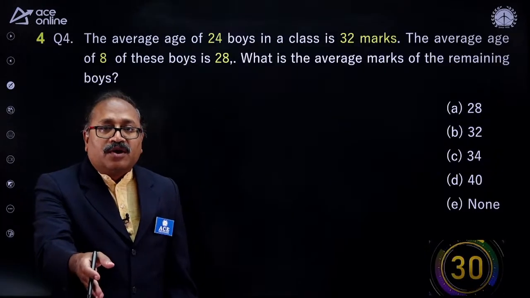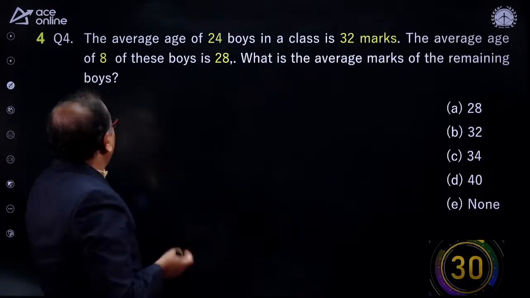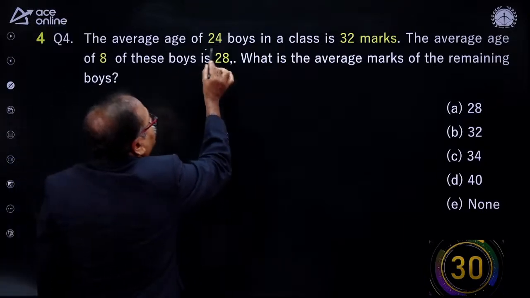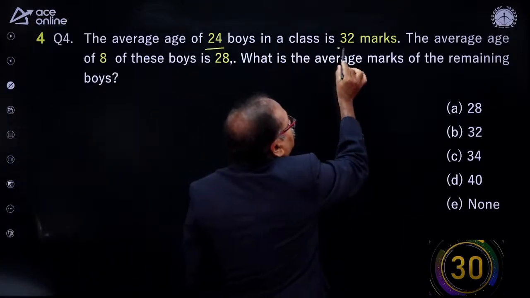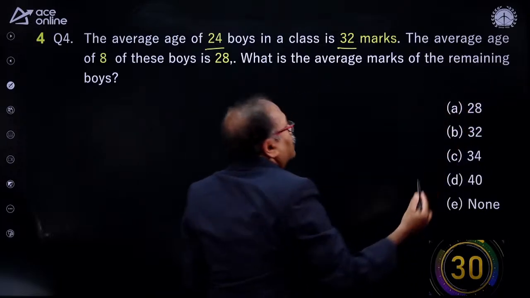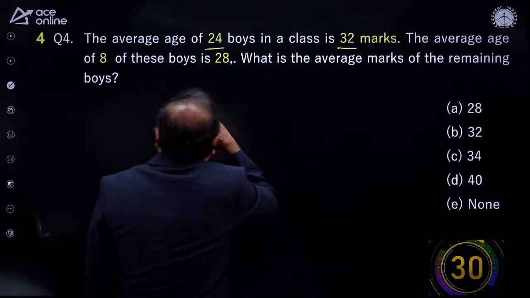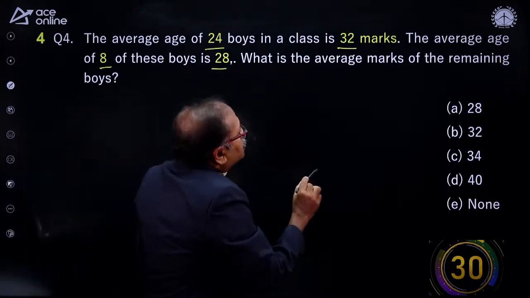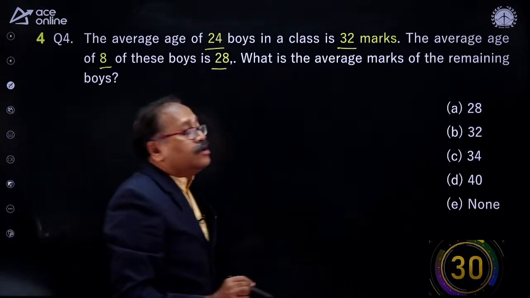Moving to the next question on the board here. Let's check what this question is. The average marks of 24 boys in a class is 32. And the average of 8 of these boys is 28. So what is the average of the remaining ones?